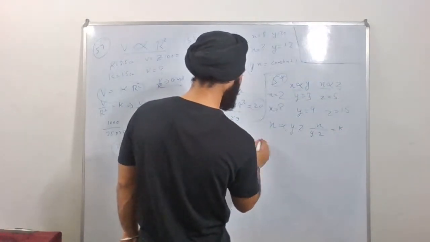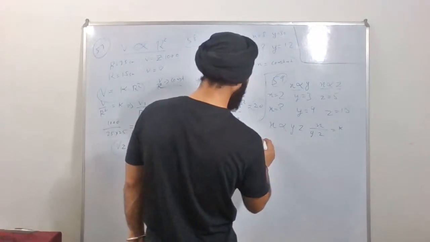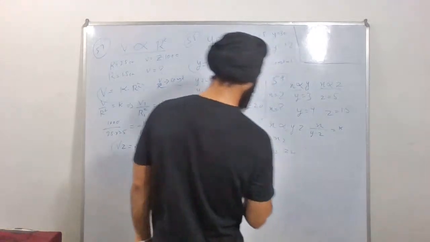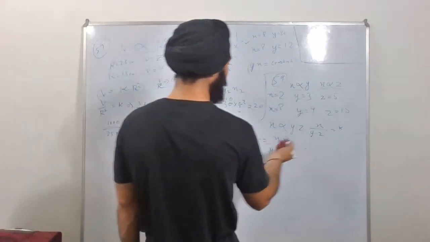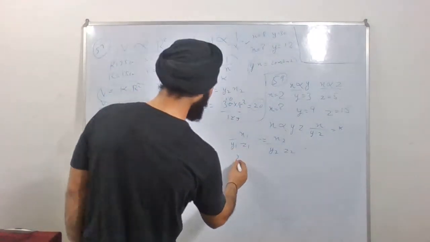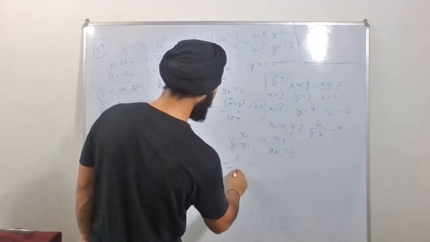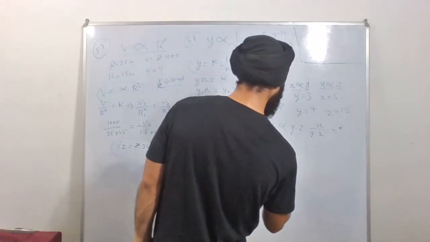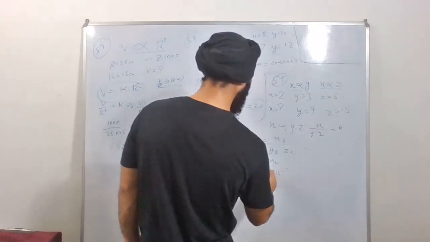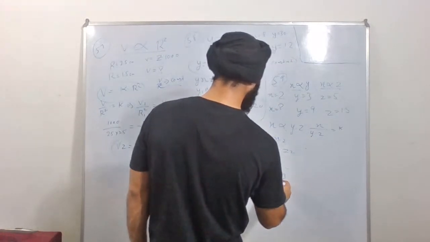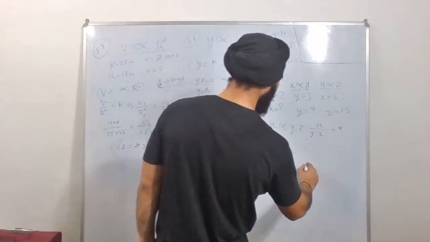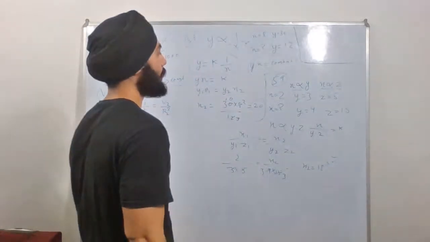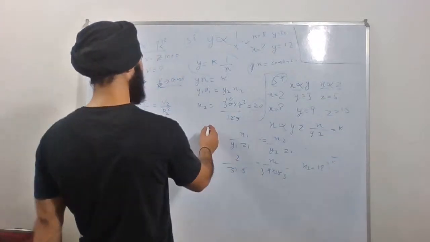So x1 upon y1 z1 is equal to x2 upon y2 z2. From here we can find the value of x2. By putting the values, 2 upon 3 into 5 equals x2 upon 9 into 15, and x2 will be 18. This is the very basic question of joint variation.